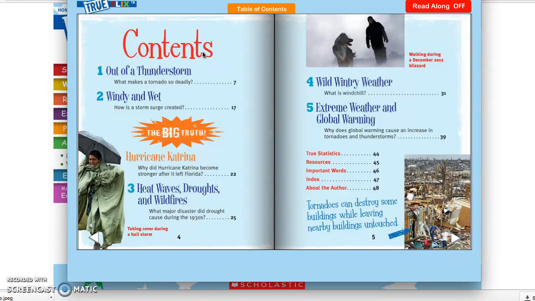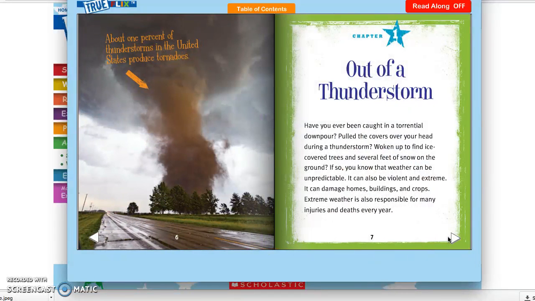So I see Chapter 1 is Out of a Thunderstorm, Chapter 2, Windy and Wet, Chapter 3, Heat Waves, Droughts, and Wildfires, Chapter 4, Wild Wintry Weather, and Chapter 5, Extreme Weather and Global Warming. We're going to go ahead and take a look at Chapter 1. And as I'm looking at Chapter 1, I'm going to be thinking, what is this chapter going to be about? And also, what's the author's purpose for writing this?